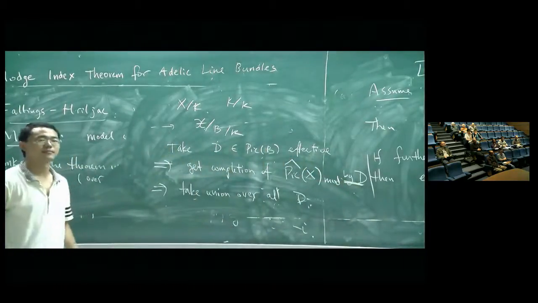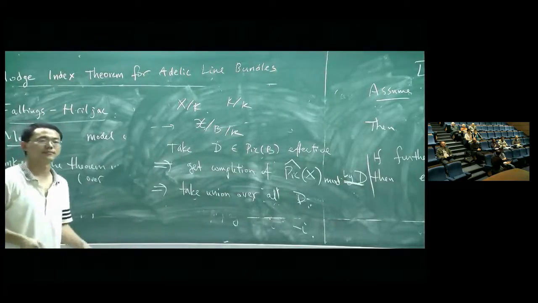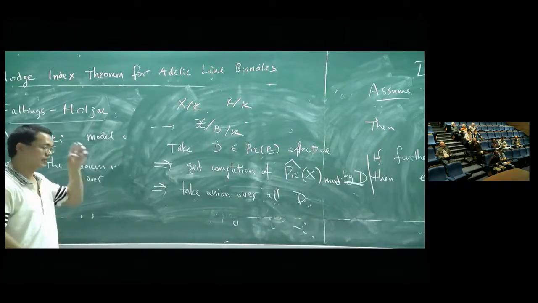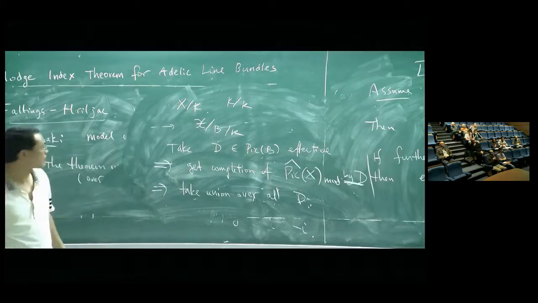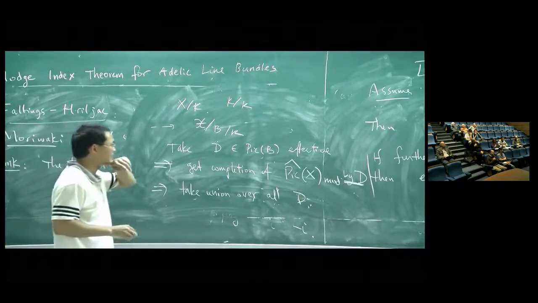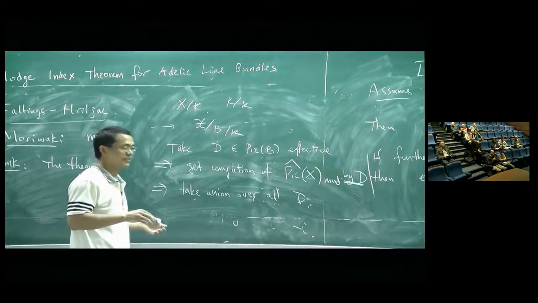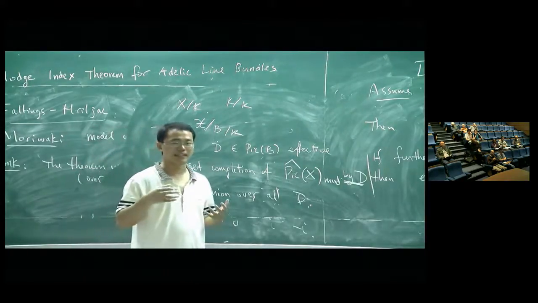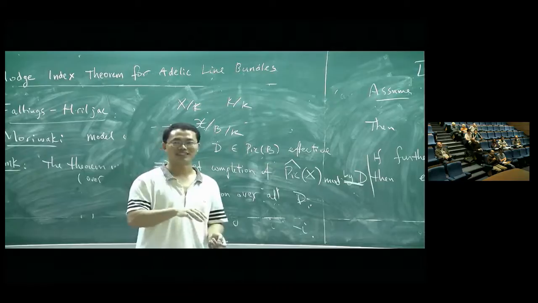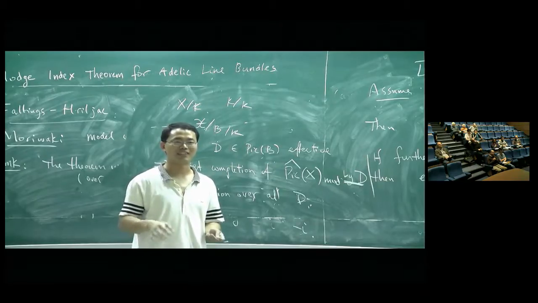I have a quick question about this adelic line model. What is the compatibility condition you put on the metric? In the number field case, if you take a line model from each model, you get model metrics, and you want your adelic metric to agree with the model metric at almost all places. I see.